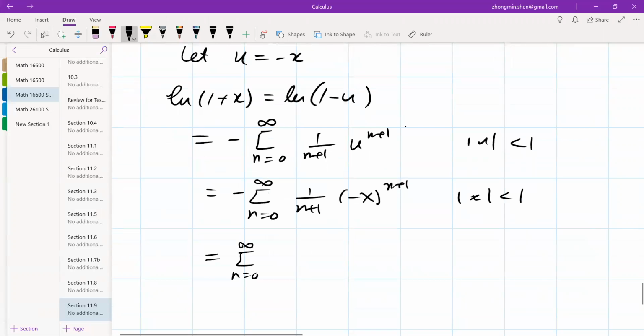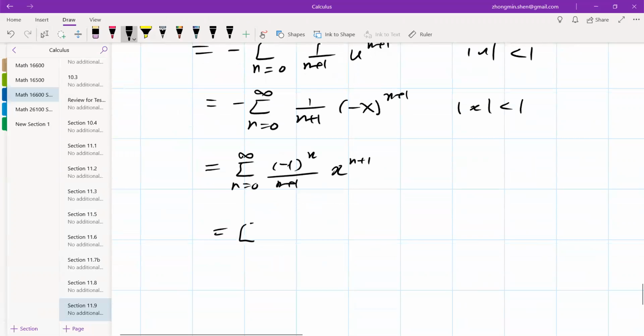So you get negative 1 to the n plus 1. You get an alternating series, right? And the n plus 1 has another n here. And this is a fine answer. Now, if you don't like n plus 1, you can change it to the sum from k equals 1 of negative 1 to the k minus 1, over k, x to the power k.